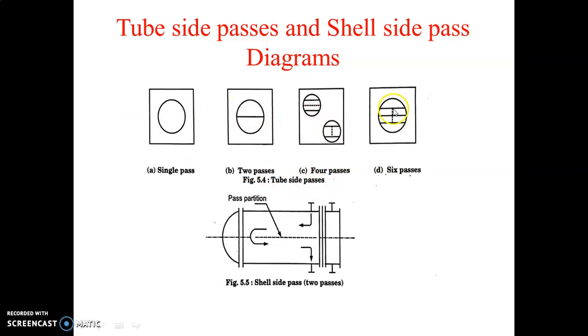Note that these tube side passes are provided on the channel. Okay. So here you have to make the partition depending upon the application.